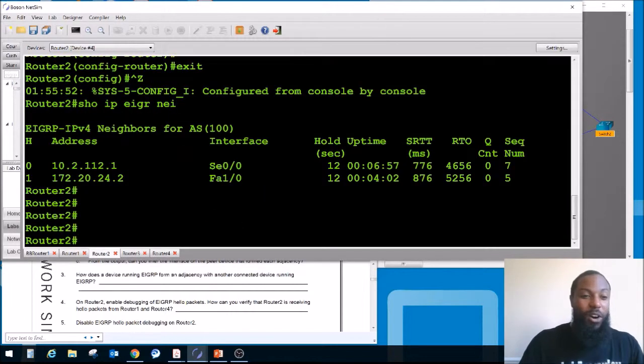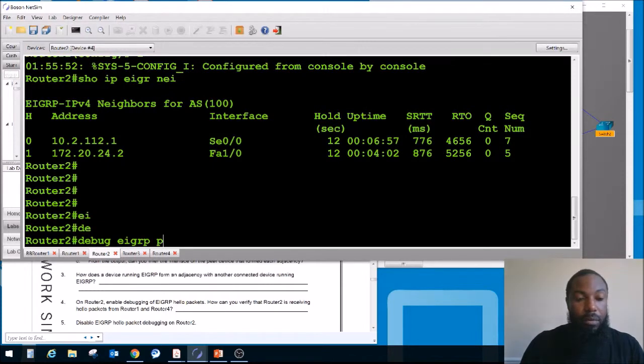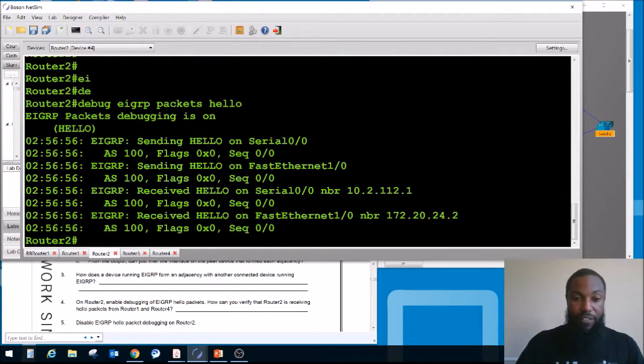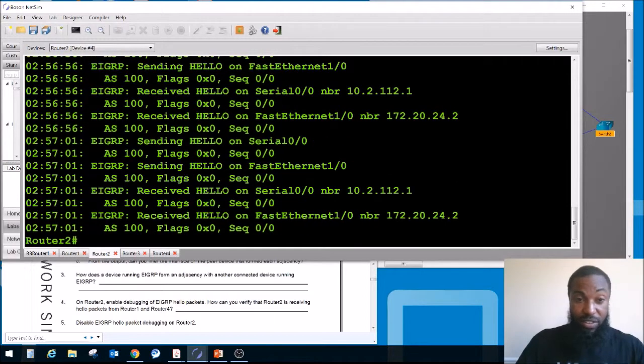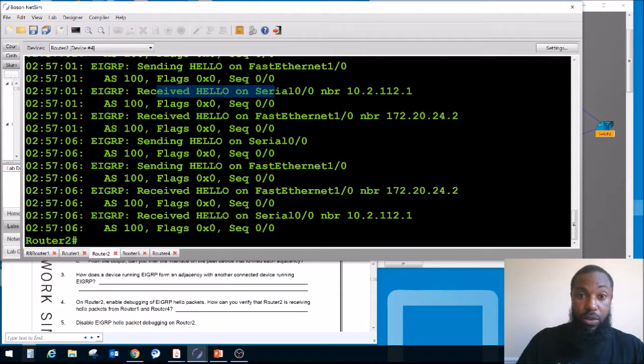But anyways, on router 2, enable debugging of EIGRP hello packets. How can you verify router 2 is receiving hello packets from router 1 and router 4? So on router 2, we're going to enable debugging of hello packets. I believe that's debug eigrp packets hello. Now they're on. How do we verify it's receiving from routers 1 and 4? Well, we just need to check the interface. So we're sending and receiving hellos, right? Received on Serial 0/0.